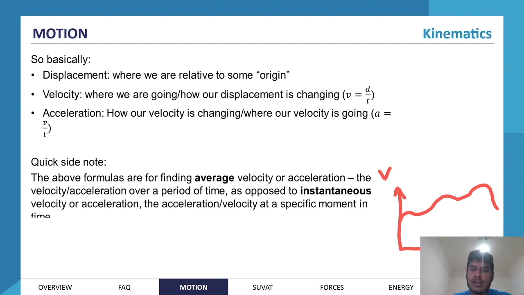That's the average velocity. Whereas at some point, maybe he was traveling at 2 meters per second. Whereas at some other point, maybe he was traveling at 7 meters per second, and so on. So, yeah.